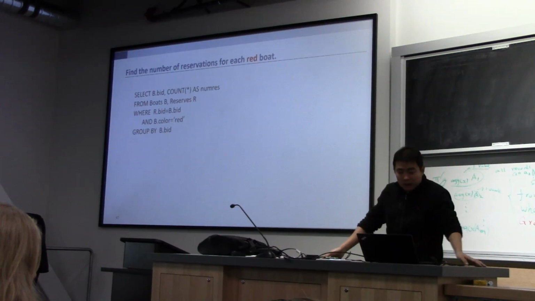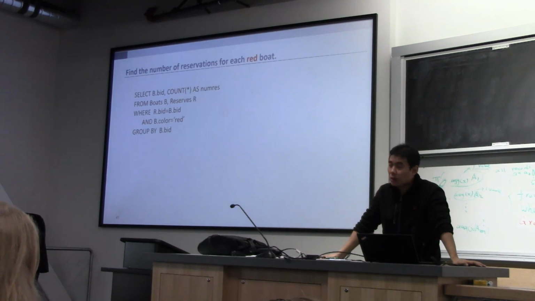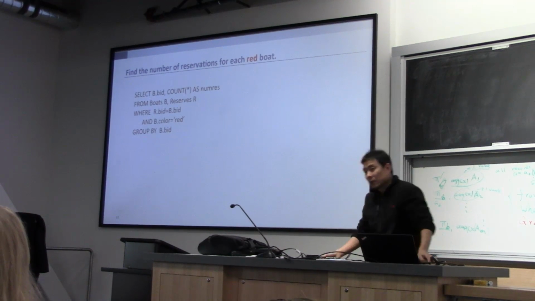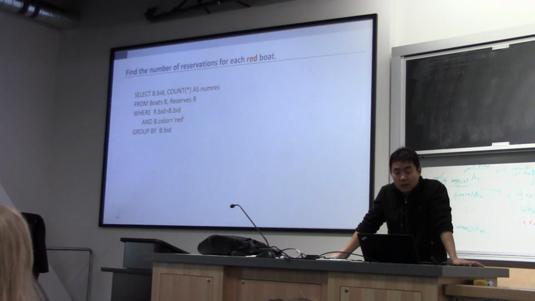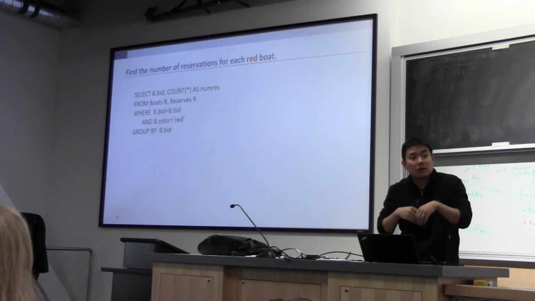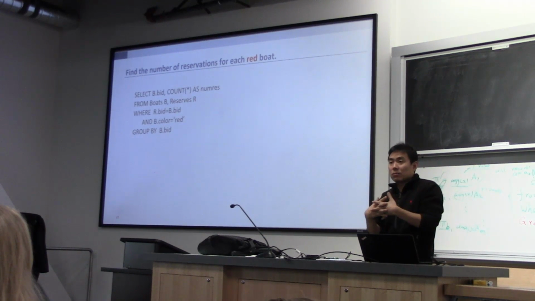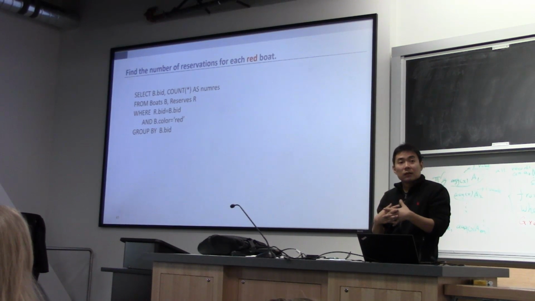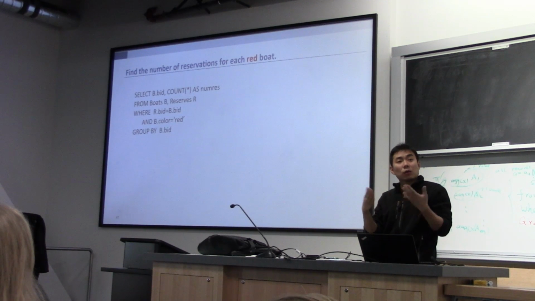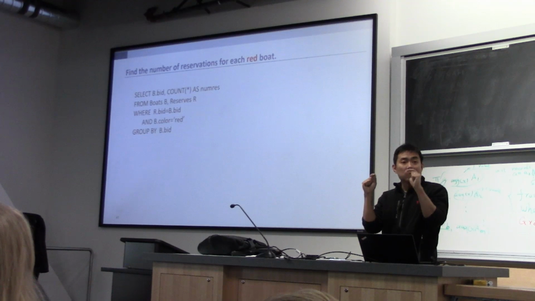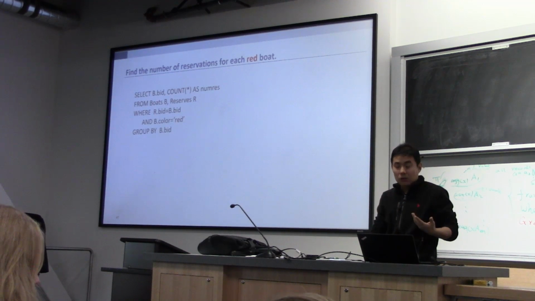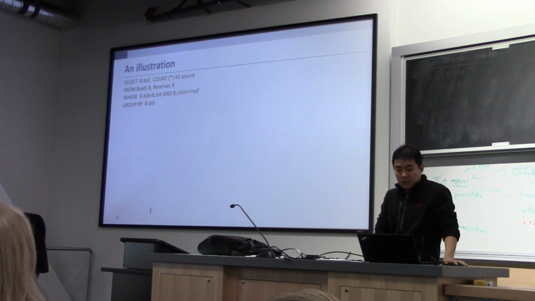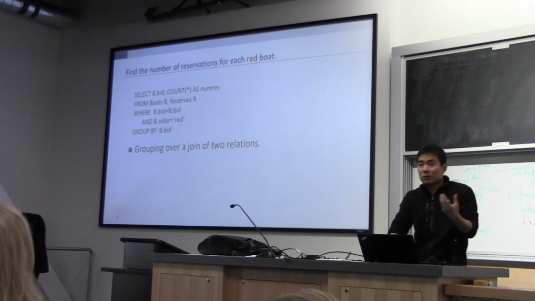Find the number of reservations for each red boat. To do this, you do a join between boat and reserve, making sure color equals red. After you have done that, you group all the records by their boat ID. This shows how many reservation records you have for a particular group, where each group talks about a single boat, because you are grouping by boat ID. Then you return the count. This is an example of grouping over a join of two relations.